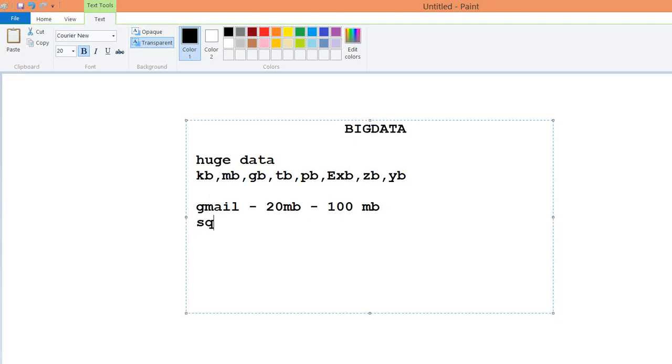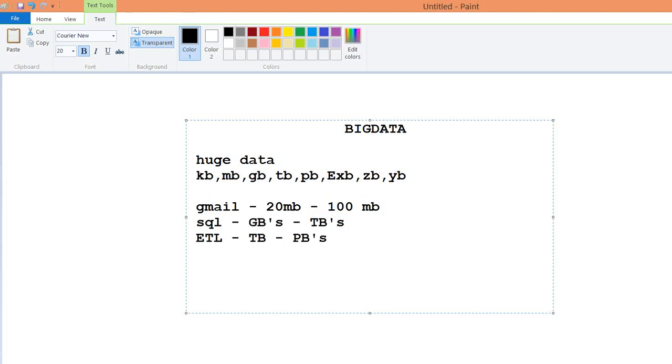If I take any SQL systems or Oracle and other systems, they can process GBs of data. Terabytes of data is big data in terms of SQL. Advanced ETL systems can process up to terabytes of data, maybe 1 or 10 terabytes. If I give hundreds of terabytes or petabytes of data, it will be very difficult.